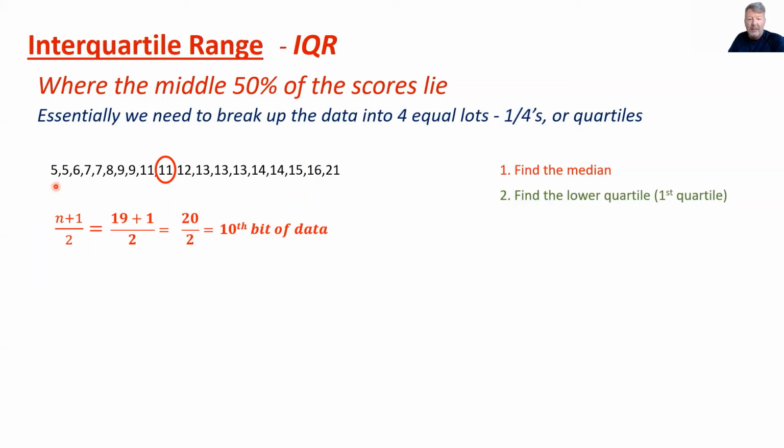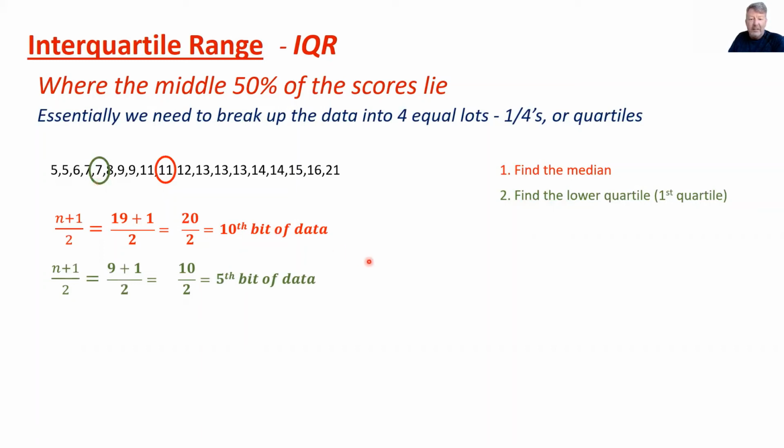So if we do this, how many bits of data do we have there? We find the halfway of those bits of data. That'll give us a quarter, won't it? Great. 1, 2, 3, 4, 5, 6, 7, 8, 9 bits of data. So we'll use our n plus 1 over 2, which is 9 plus 1 over 2, so it's 10 over 2, which is our 5th bit of data. 1, 2, 3, 4, 5. There's our first quartile, our quarter value.